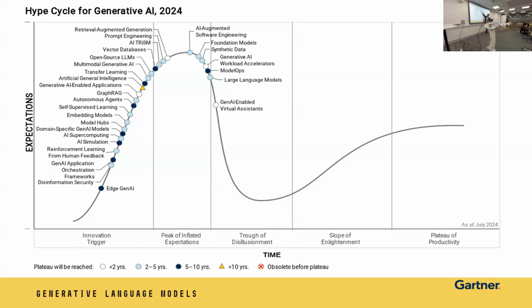Large language models are currently here, so we are already behind. According to Gartner, we are already past this peak of inflated expectations, and we are now going to this trough of disillusionment. So we can expect disappointment and bad reports about how harmful this stuff is. Yeah, but it's this light blue dot. So in 2 to 5 years, we can expect reaching the plateau of productivity. And I would say I agree with their prediction.